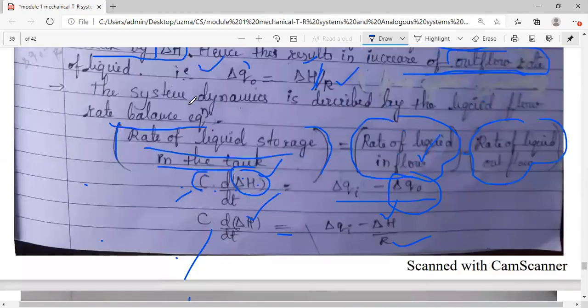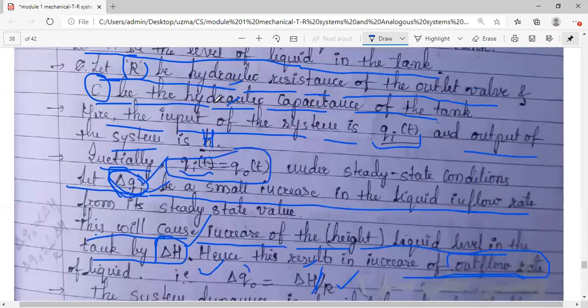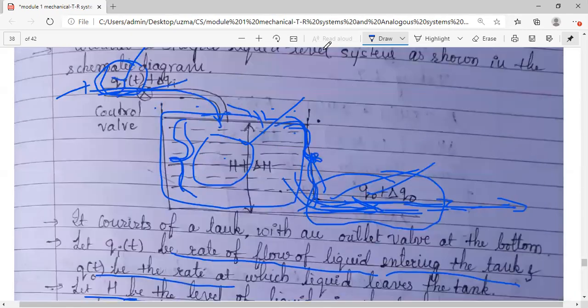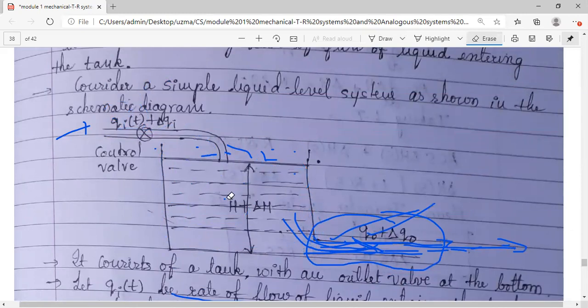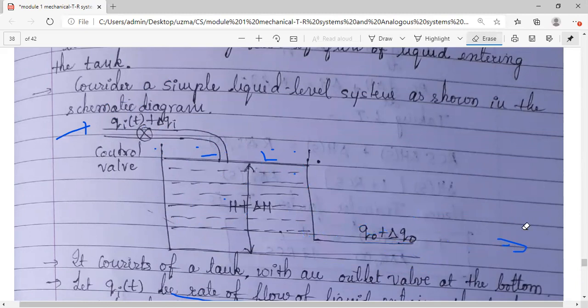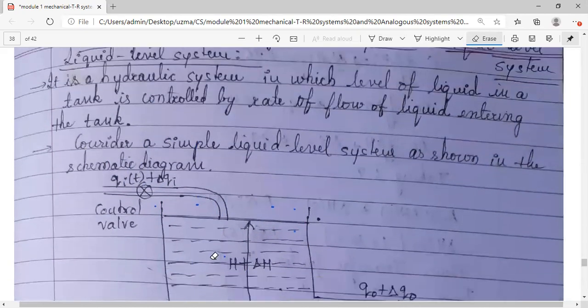The thing is, you should know how the system is working. According to the schematic, first you should analyze what is the input for the system and what is the resultant value, what is changing as a result. You need to identify that as the output. Once you identify these, try to find the equation, take the Laplace transform, take the ratio, and you will get the transfer function. So this is about the liquid level system.